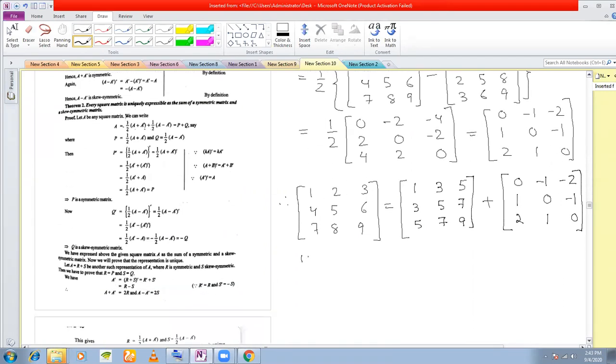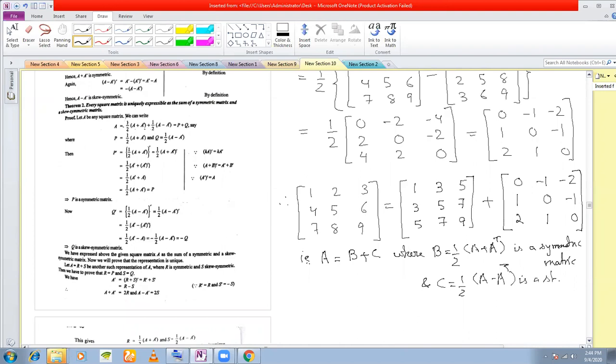That is, the matrix A has been expressed as matrix B plus C, where B is equal to half of A plus A transpose, is a symmetric matrix, and C is equal to half of A minus A transpose, is a skew symmetric matrix. Clear? Yes, sir.